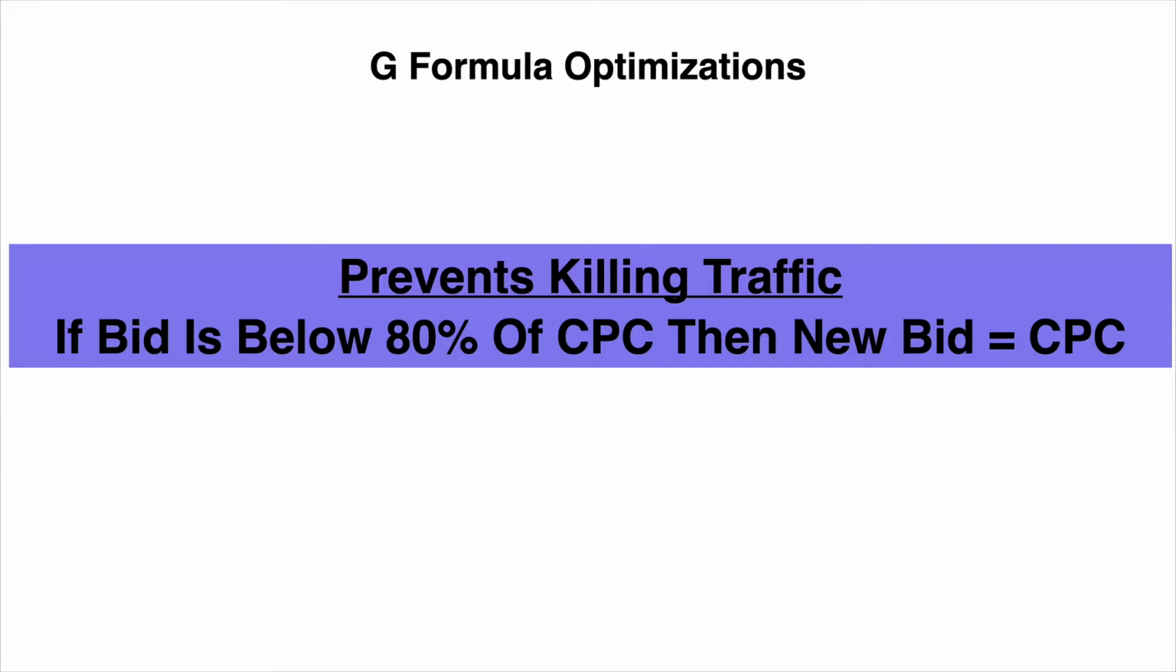But let's say we did, it was really low. It went from $1 to 2 cents or 3 cents. Well, what we would do is, if it's below 80% of the cost per click, then the new bid is the cost per click, which means it prevents a keyword from being killed off completely. Because if you have a keyword that generated a sale, you might only need to decrease the bid to be able to decrease the cost per click and get a lower ACOS.